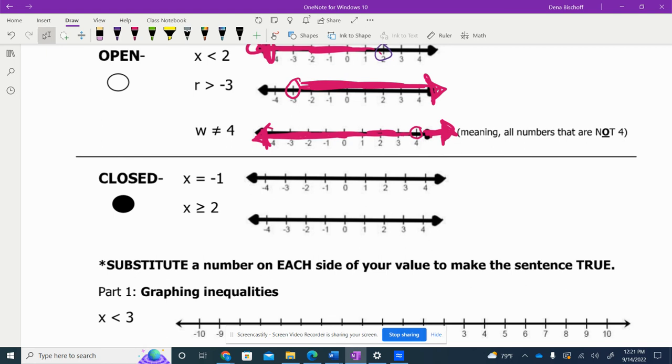Okay. Closed circle. A closed circle could mean that x is equal to -1. I'm just going to put a closed circle right on the -1. It could mean that x is greater than or equal to 2. Closed circle on the 2, shade to the right. It could also mean that x is less than or equal to 4. Closed circle on the 4, shade to the left.